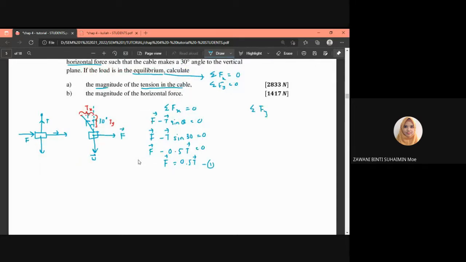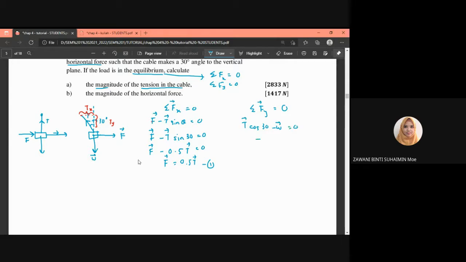So summation of Fy is also equal to 0 because our object now in equilibrium state. So there is no motion. So in Y component, we have W and tension in Y component. So maksudnya kita akan guna Ty. Okay, Ty sebab dia ke atas, so maksudnya atas minus yang bawah. So Ty in Y component kita akan gunakan T cos theta. Okay, dia akan positif sebab it pointing upward. And weight minus weight. Alright, so it's equal to 0.